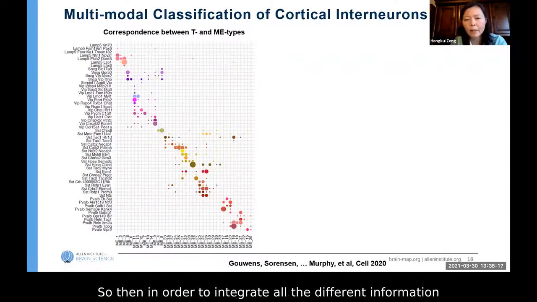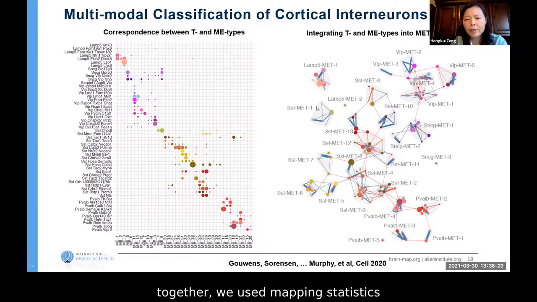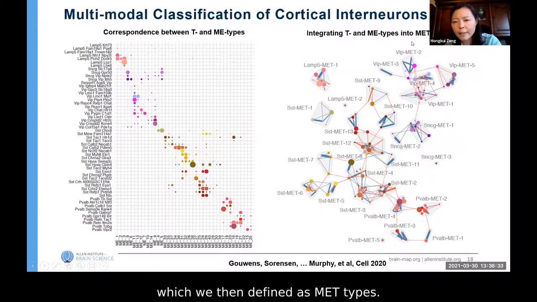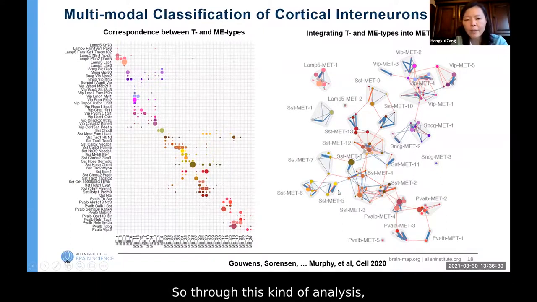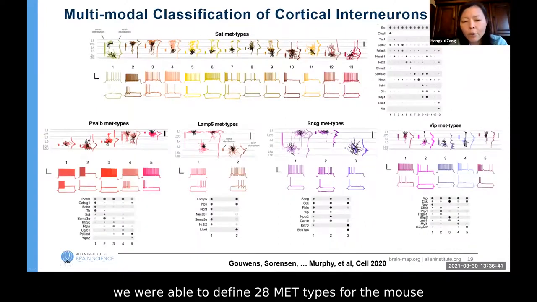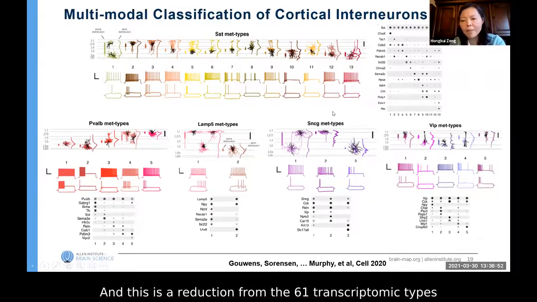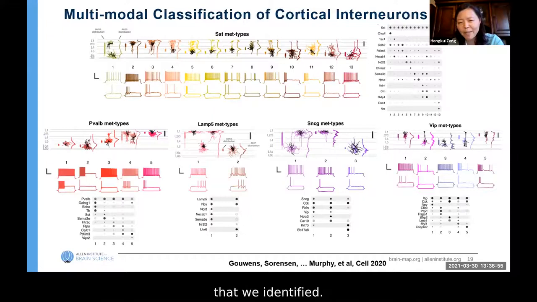So then, in order to integrate all the different information together, we use the mapping statistics to look at the different ME or T types, and found that they form nicely tight groups of cells, which we then define as MET types. Through this kind of analysis, we're able to define 28 MET types for the mouse visual cortex. And this is a reduction from the 61 transcriptomic types that we identified.